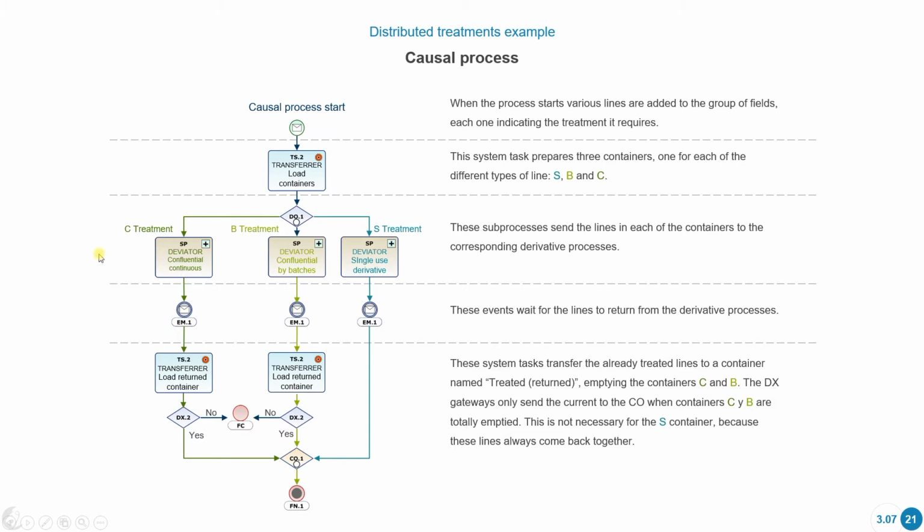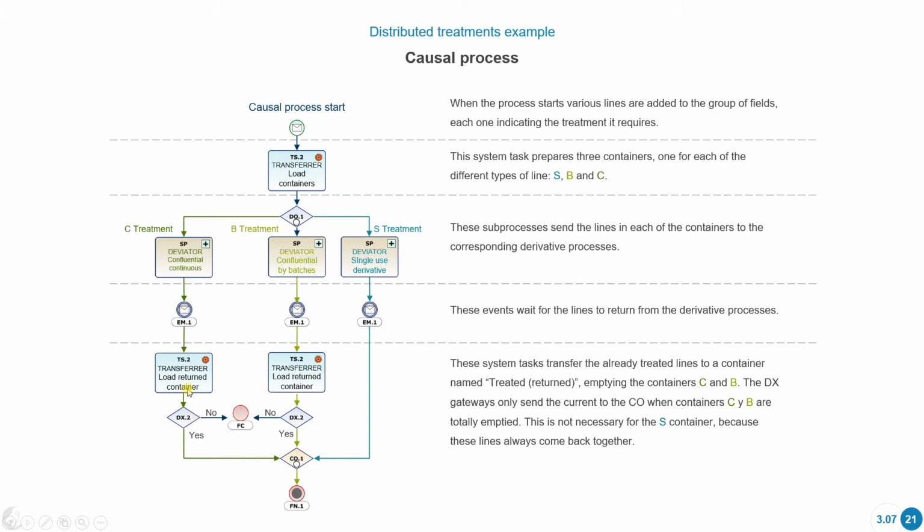Now, what's going to happen with these lines when they come back? They're going to enter, they're going to unblock the intermediate message event, and the flow is going to continue forward to this transfer system task. And this transfer system task is going to load all the lines that were in the C container that have already been treated by the other external process. It's going to transfer those lines to a container that's called returned, for example. So we know that those lines have already returned from that external process. And afterwards, we're going to evaluate that container.